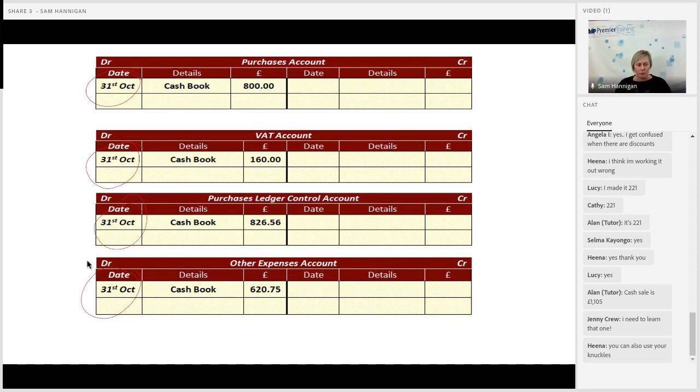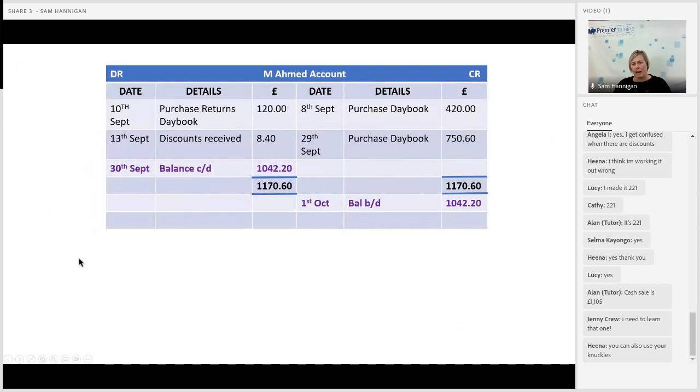The next thing you're going to do is look at your purchase ledger account, your memorandum account. So this is M. Ahmed. We've got his purchase day book, so this is what we owe him. We've got his invoices, returns credit notes, and discounts received. If we were to put in the payment that we've paid, we've then got the cash book payment of 29160.